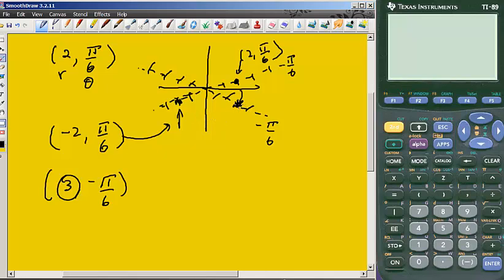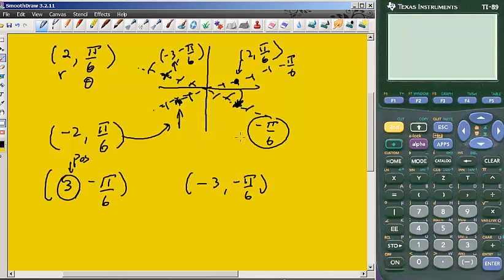If r is positive, you go in the same direction as the angle. If this was negative, let's say negative 3 comma negative pi over 6, then you go away from the angle, and you will end up here. That is negative 3 comma negative pi over 6. So when r is positive, you go towards the angle. When r is negative, you go away from the angle. That's how you plot polar coordinates.